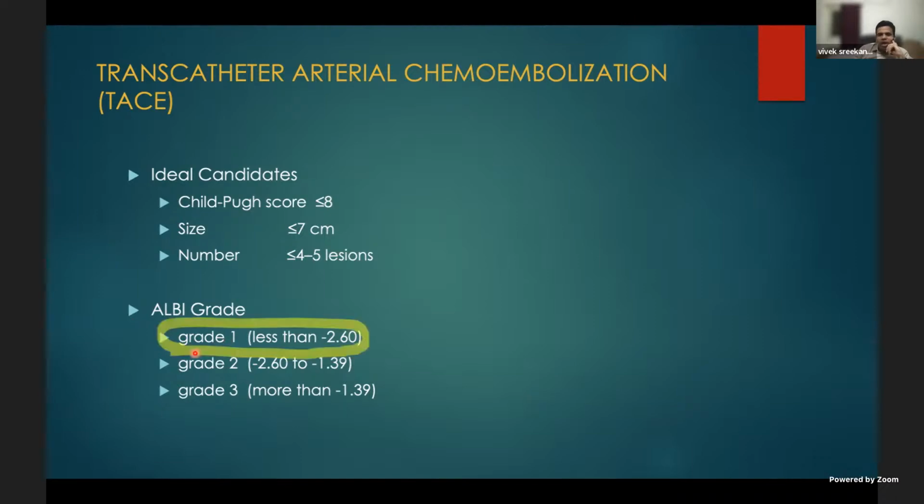So grade 1 are the ideal best candidates. If the score comes to less than -2.6, then these are the best candidates for TACE, who show a good response and also good overall survival according to the data. And grade 2 and grade 3, again, these are beyond the guidelines, because we are stretching the guidelines. We can take the grade 2 patients, but again, the local recurrence and the overall survival are poorer when compared to the grade 1 patients.